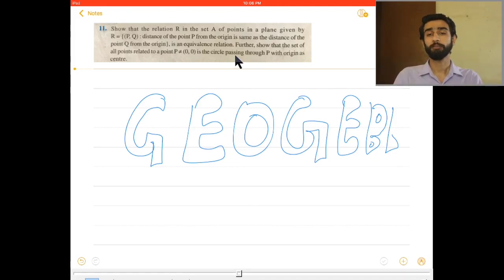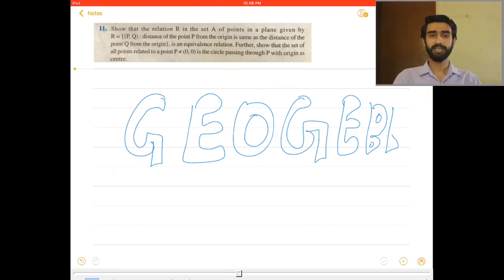Now let's see the second part. It says: further, show that the set of all points related to a point P is a circle passing through P with the origin as center. He is saying that whichever points in the plane are related to P, what does being related to P mean? They are equidistant from the origin. Their distance from the origin is the same as that of P. If you collect all such points, what will you get? You will get a circle which is passing through P and whose center is the origin.